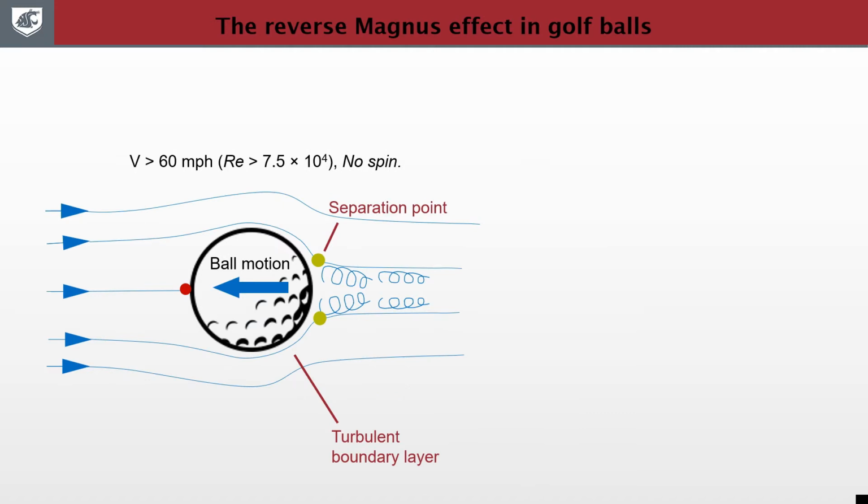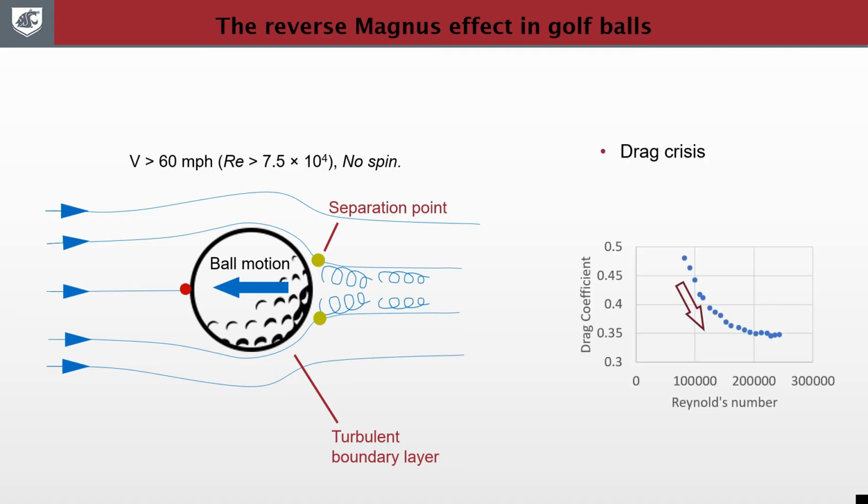At higher speeds, the laminar flow around the ball transitions to turbulent. The flow separates downstream from the ball's equator, where the separation points move closer together, reducing the wake size and lowering the drag. The significant reduction in drag at higher speeds is known as the drag crisis and is shown in this chart.